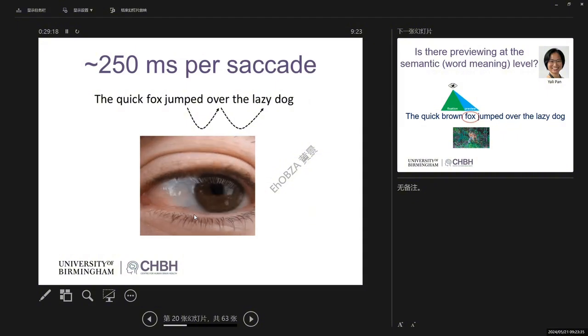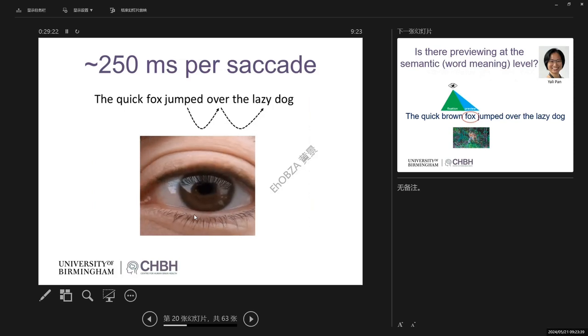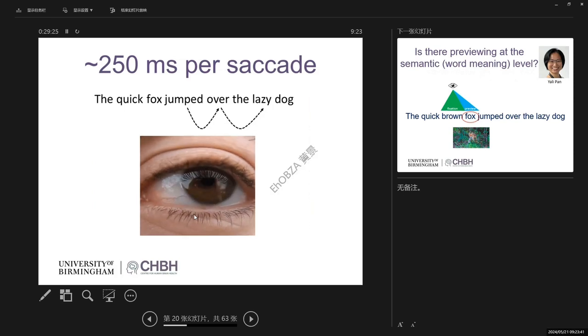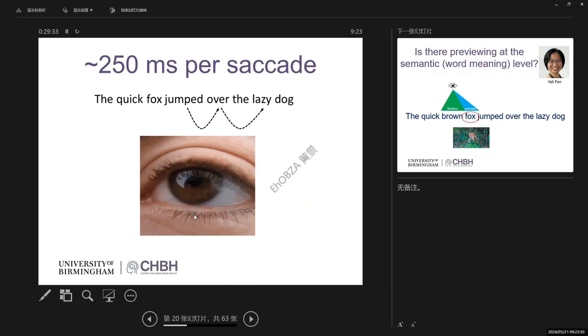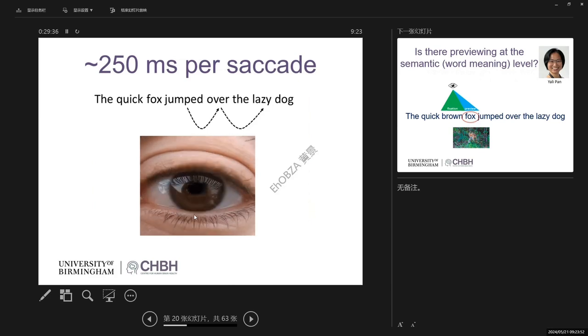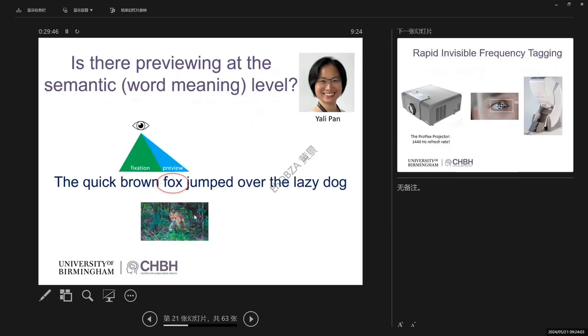But in order to know that a word in the parafovea is not very informative, it needs to be processed. So basically what we are going to do is translate what we know about saccading during visual exploration to reading. And in fact, reading is somehow a simpler case in the sense that the saccades are in one dimension. And furthermore, often the stimuli, meaning the words, are well characterized.